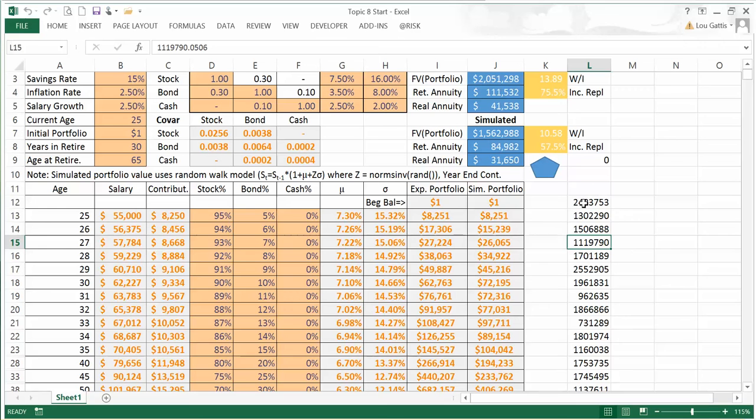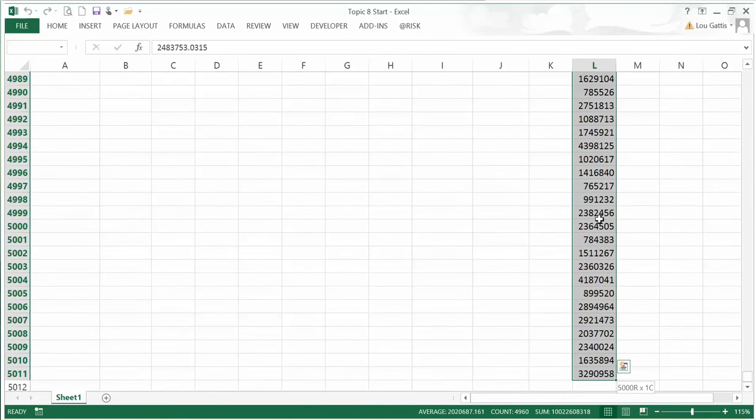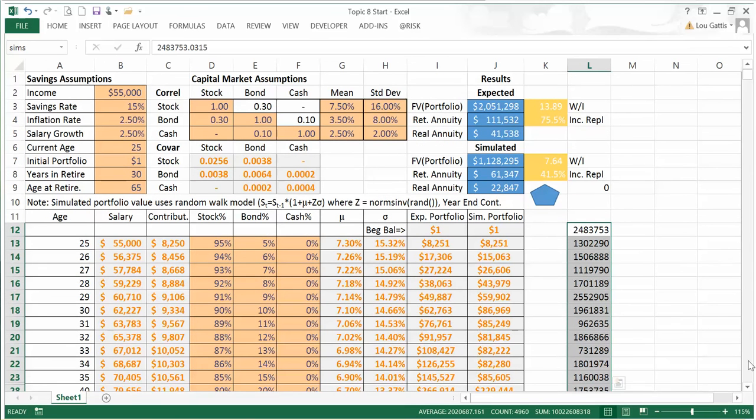All done. Looks like we have 5,000 of them. Let me take a look. All right. We'll actually give those a name range. We'll call those Sims. All right, so I just gave a name range to that column.